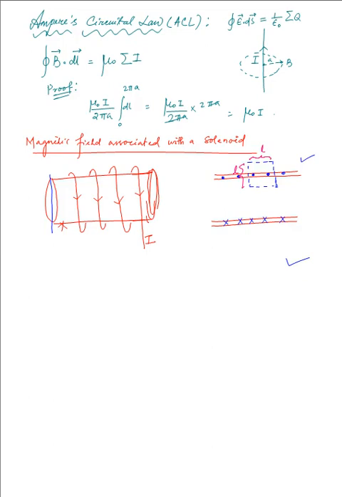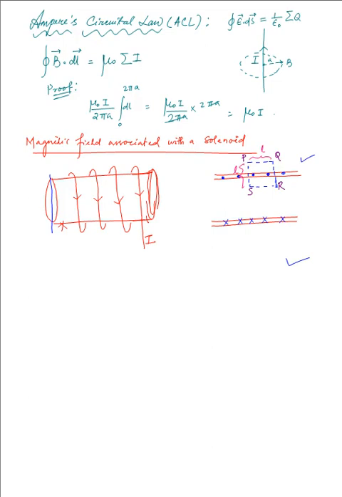Let's just name those vertices for proper consideration. We are naming them as supposedly P, Q, R, S. Now PQRS is that loop where we wish to apply the Ampere circuital law and thereby obtain the expression for the magnetic field that is associated with the solenoid, which is carrying current of magnitude I in that given figure.